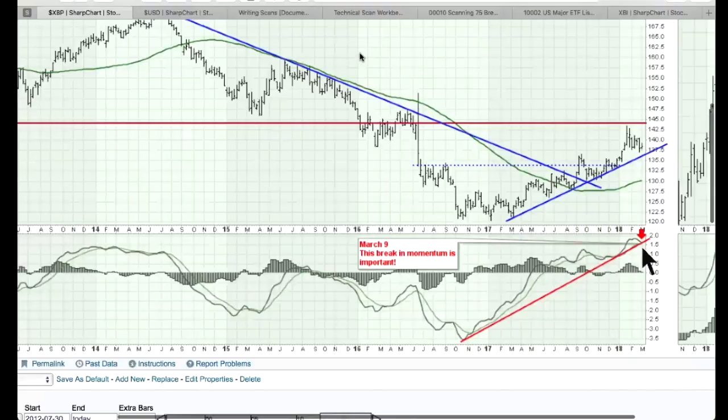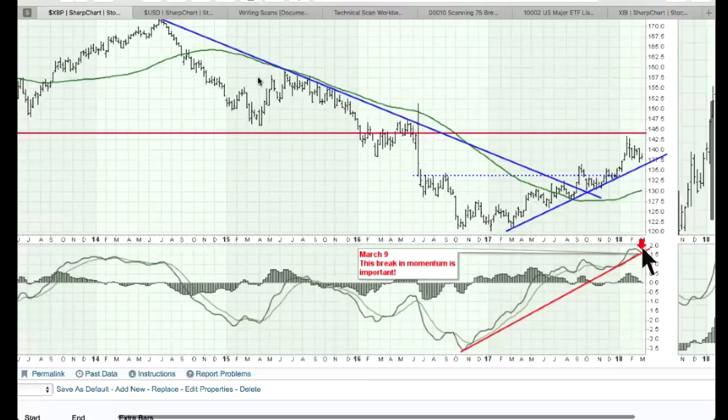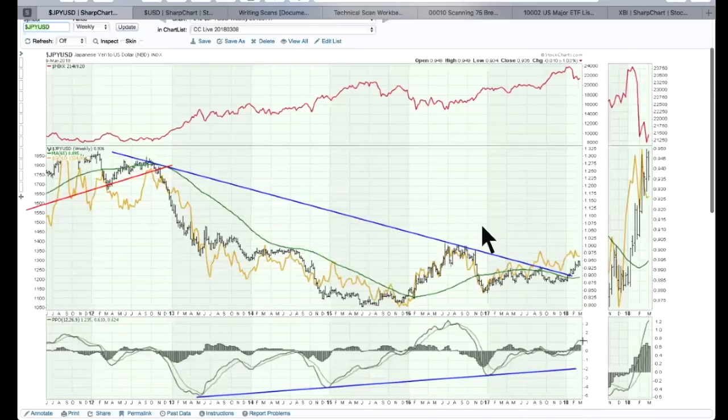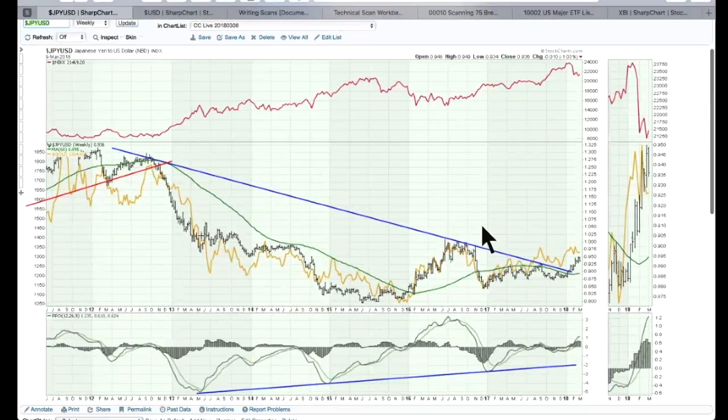We have that same look on the US dollar, that its trend line is ready to break. Now here's the Japanese yen, and the point I want to make on the yen is that it has a series of rising lows in momentum. It's above zero, so that's very positive. And typically this line in the background here is gold, and you can see that they're pretty tightly correlated over the years.